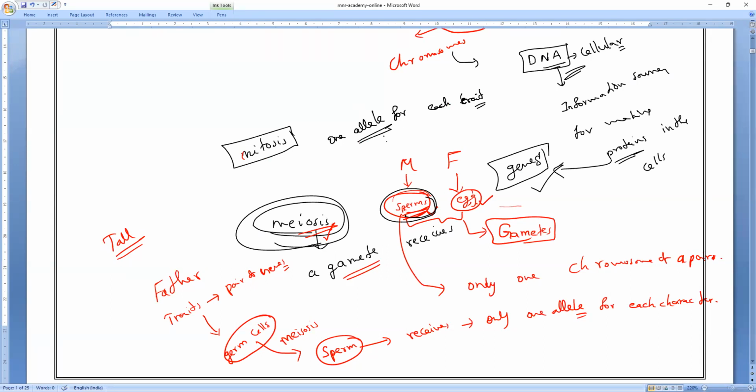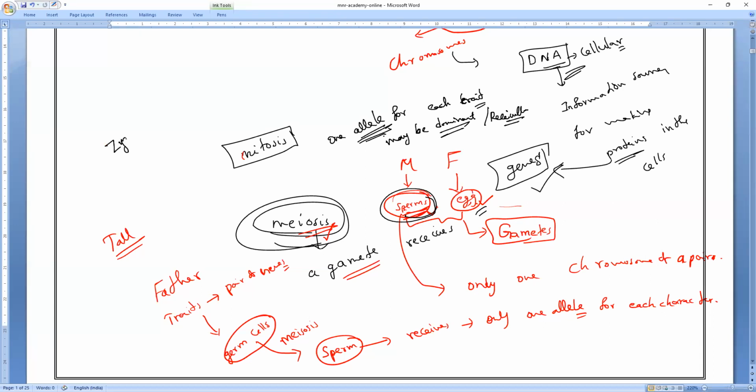That allele may be a dominant allele, or it may be a recessive allele. Do you understand, everyone? And the mother is also the same way, she will donate to the egg only a single allele, which may be a dominant one or a recessive one. So once they both fertilize, they will get a single fertilized egg.